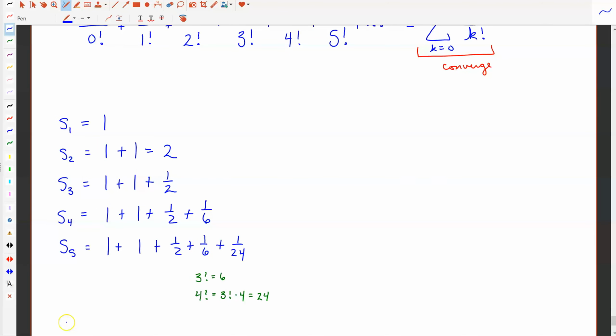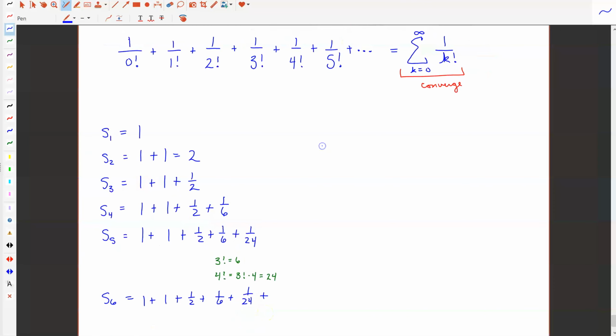And I want to go out one more term. My sixth partial sum, which is 1 plus 1 plus 1/2 plus 1/6 plus 1 over 24 plus, and then 1 over 5 factorial. So 5 factorial is going to be the 4 factorial times 5. So 24 times 5 is 120. So this is going to be 1 over 120. So I think that's going to be far enough out.